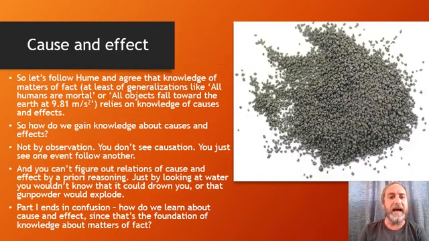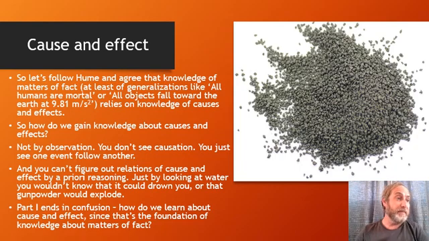So let's just go along with that. We've got our generalizations. All humans are mortal. Another generalization that we use in science: all objects fall towards the Earth at 9.81 meters per second squared. These are plausibly causal claims. So the next question Hume wants to ask is, how do we know about matters of fact? He says they're claims about cause and effect. So the obvious next question is, how do we know about causes and effects? How do we get that knowledge?